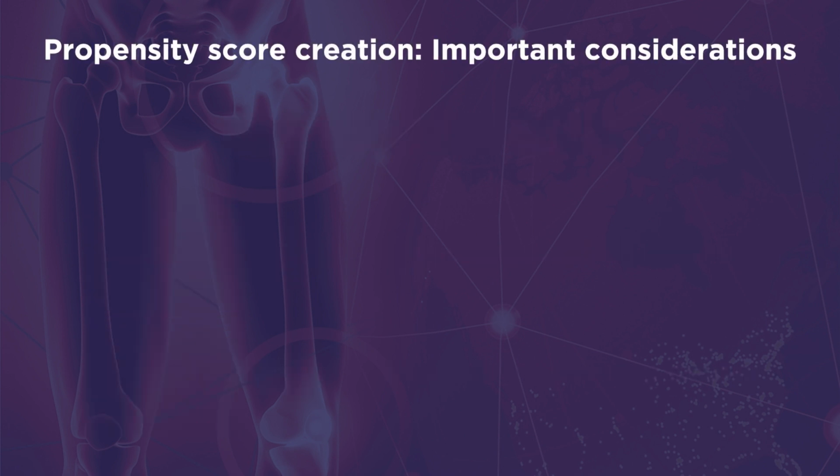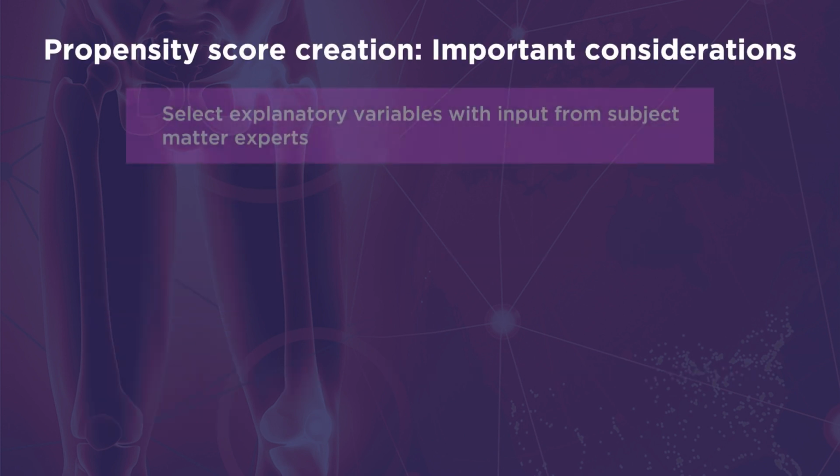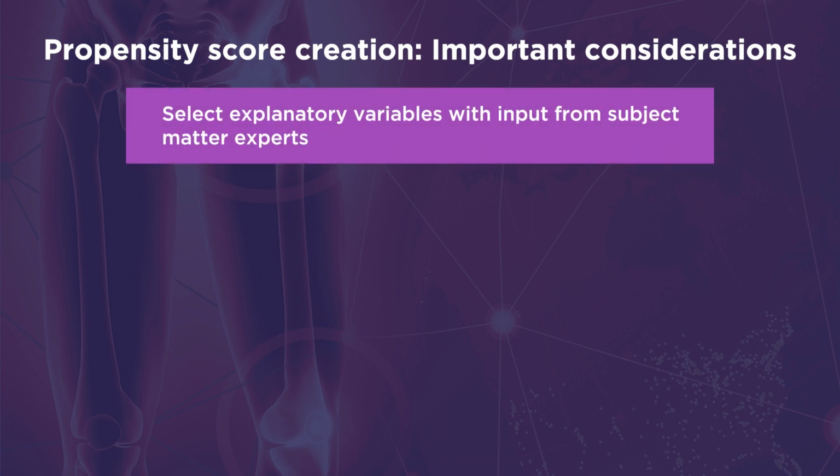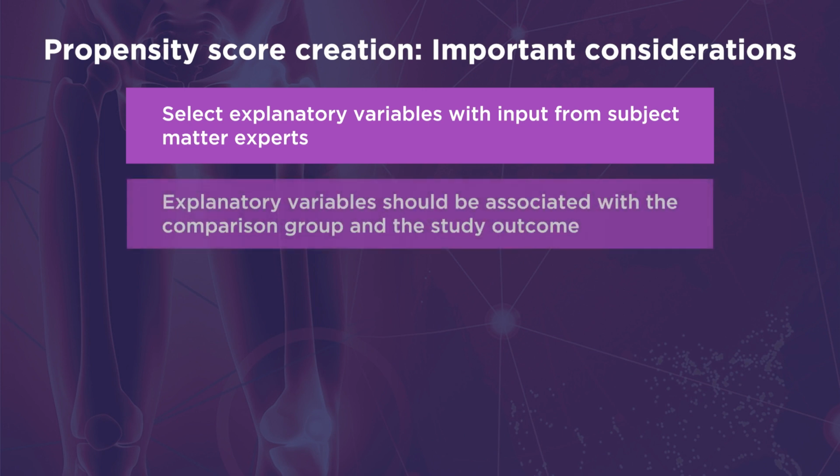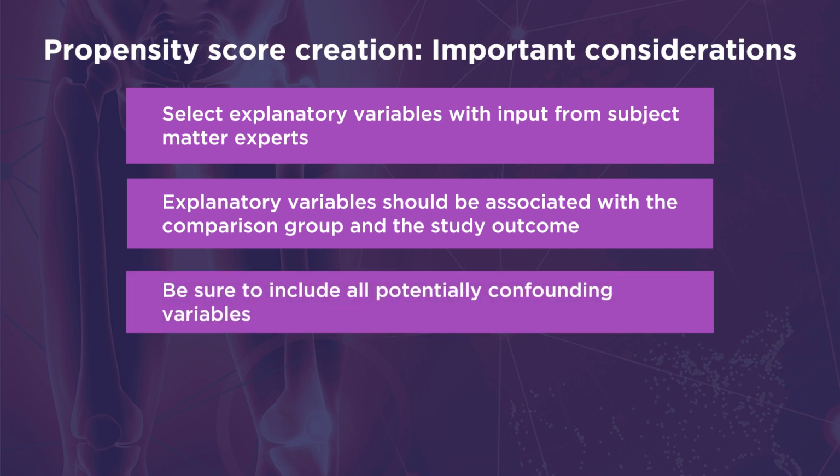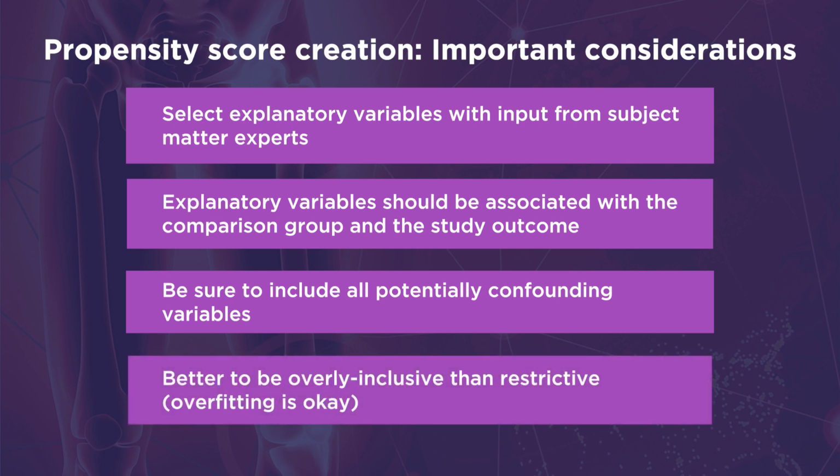When creating these scores, it is important to remember to carefully select the independent or explanatory variables, ideally with input from an experienced orthopedic surgeon with subject matter expertise. The independent variables should be associated with both the surgical treatment or exposure and the study outcome. Carefully consider the variables to be included in the model to make sure that potentially important variables are not excluded. It is better to be overly inclusive than restrictive when selecting the explanatory variables in the model. Generally, overfitting is not a concern when developing a propensity score.